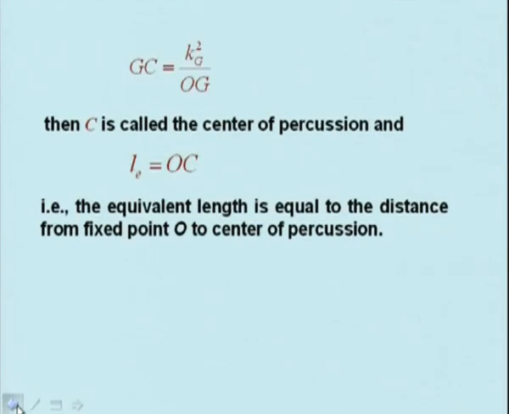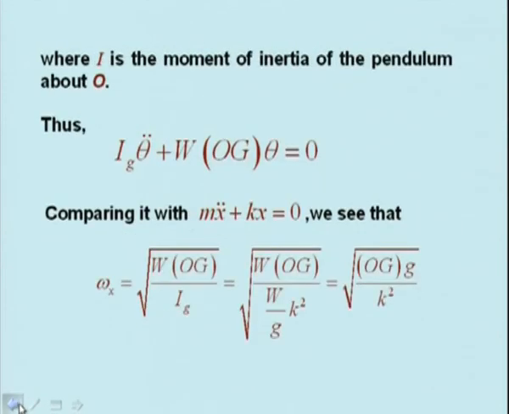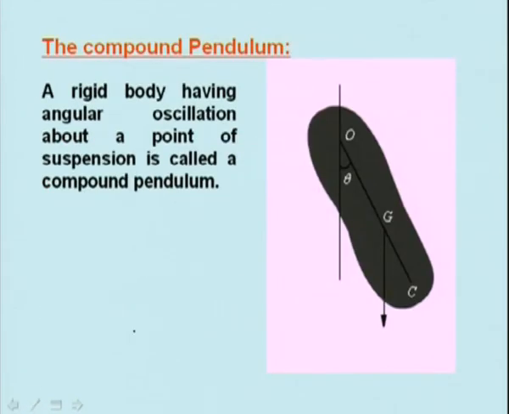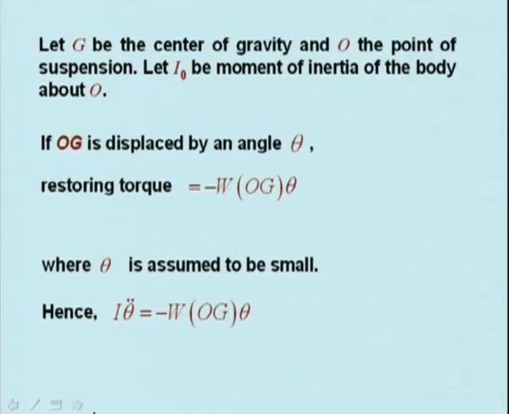In a compound pendulum, mass is not concentrated at one point. In fact, it is distributed. So this is the compound pendulum shown. A rigid body having angular oscillation about a point of suspension is called a compound pendulum. Here the mass acts through the center of gravity. Let G be the center of gravity and O the point of suspension, and if I0 is the moment of inertia of the body about O, you have a pendulum like this.